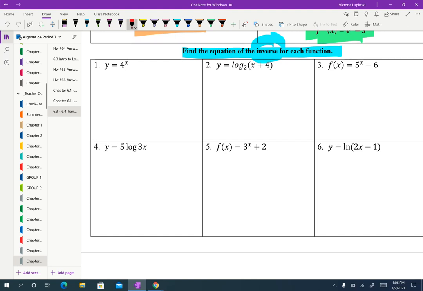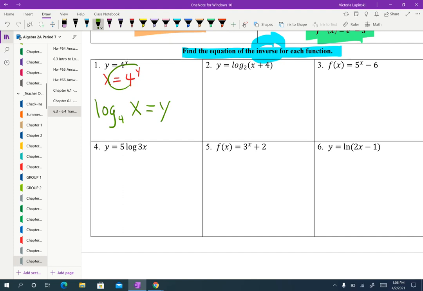So in number 1, it's already a y equals. So you're going to go ahead and switch the x and y. So x equals 4 to the y. Since there are no other steps that I can take algebraically, I'm going to go ahead and do the loop. When I go to do the loop, you have to start by writing the word log. You're going to write a small 4 of a full size x equals y.